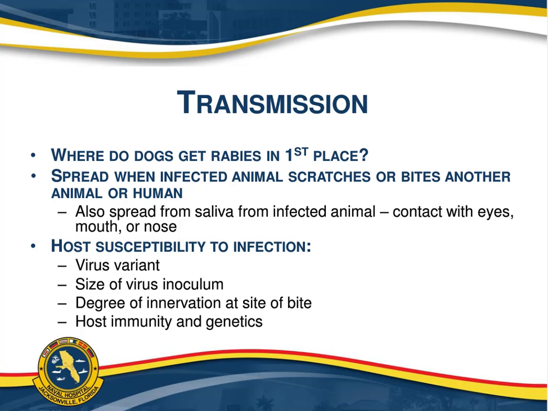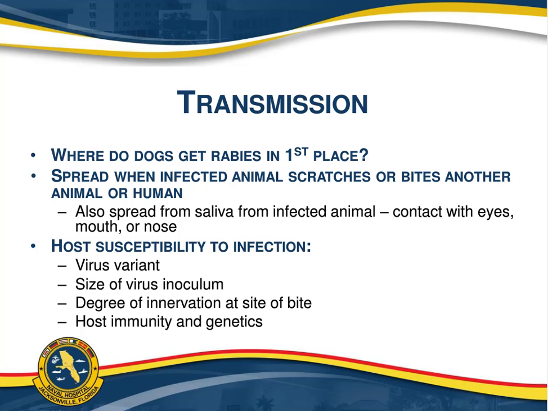Let's see, host susceptibility to infection. First, the size of the virus inoculum. If you get a huge bite on your leg and there's a lot of saliva involved, it's more likely to cause rabies. If you just get a little scratch or a tiny bite, it's less likely to cause it.